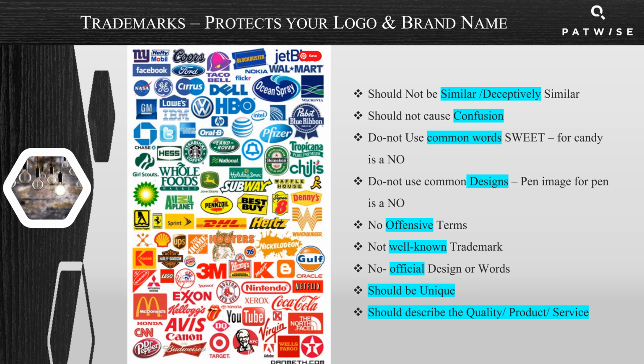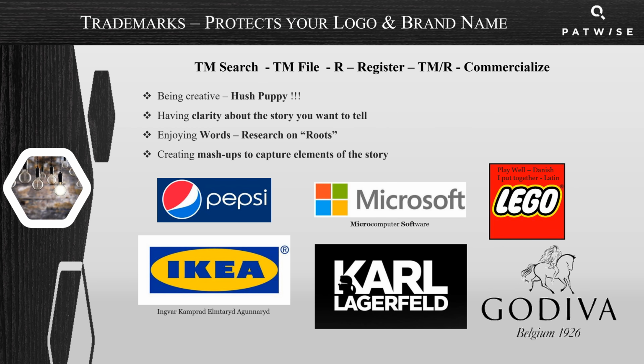The most important characteristic of a trademark is it should be unique and it should describe the quality of the product or the service that is sold to the customer. There are a few strategies that one follows while creating a unique trademark, such as being creative, the most important aspect for any form of an IPR. Having clarity about the story that you wish to tell to the customer that is associated with your product or with your service.